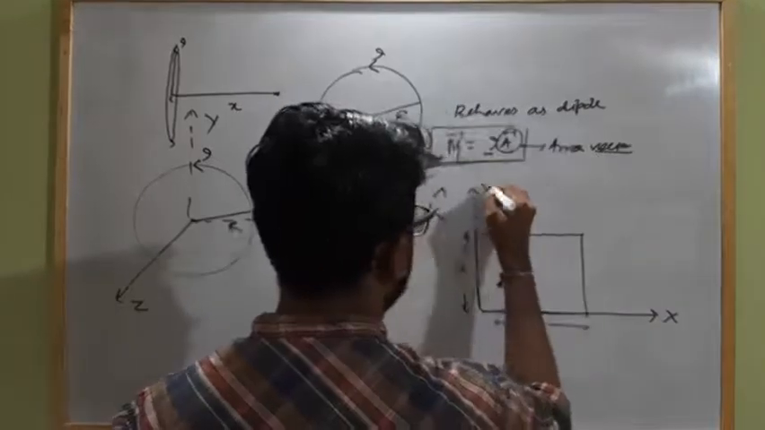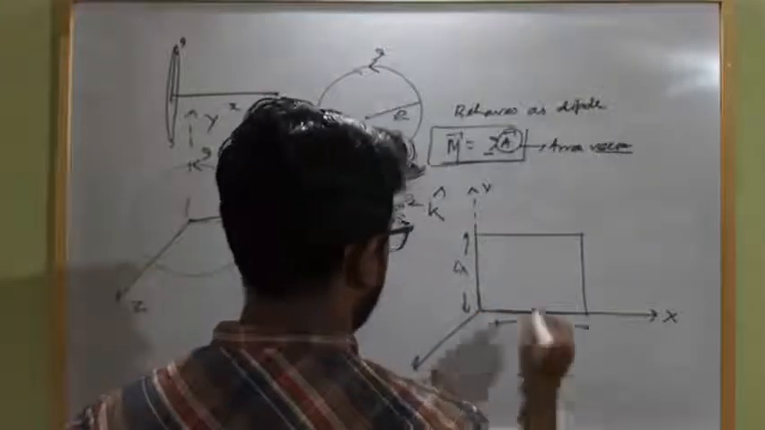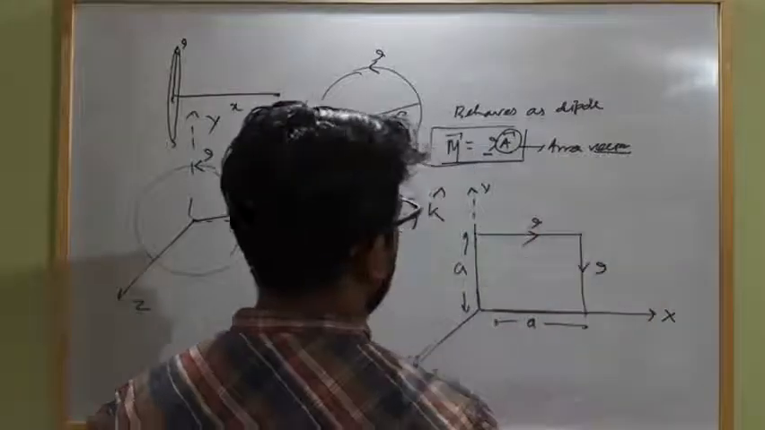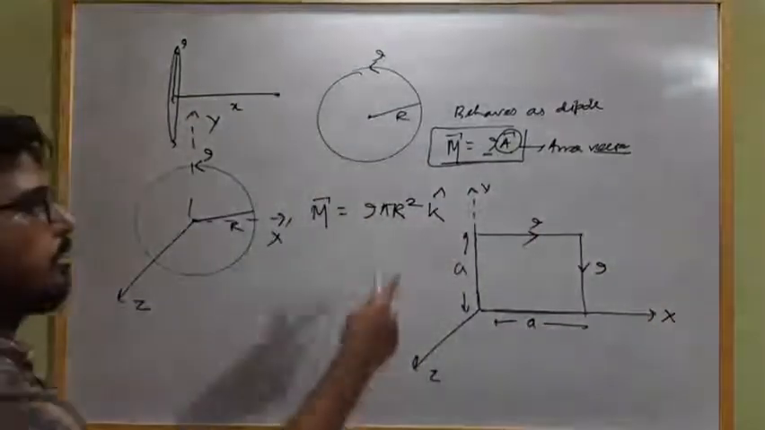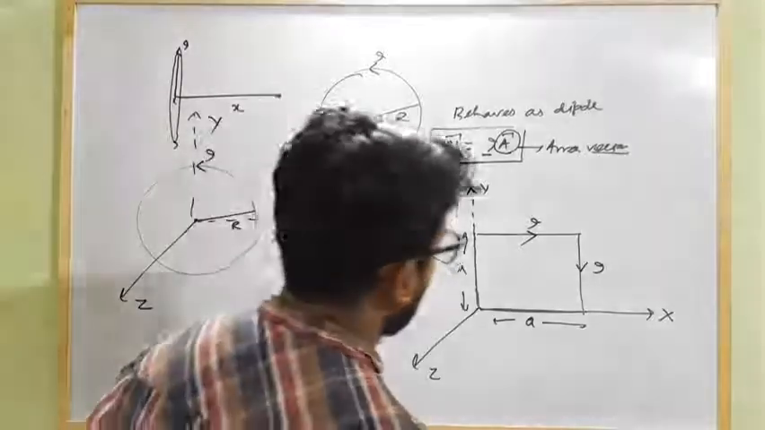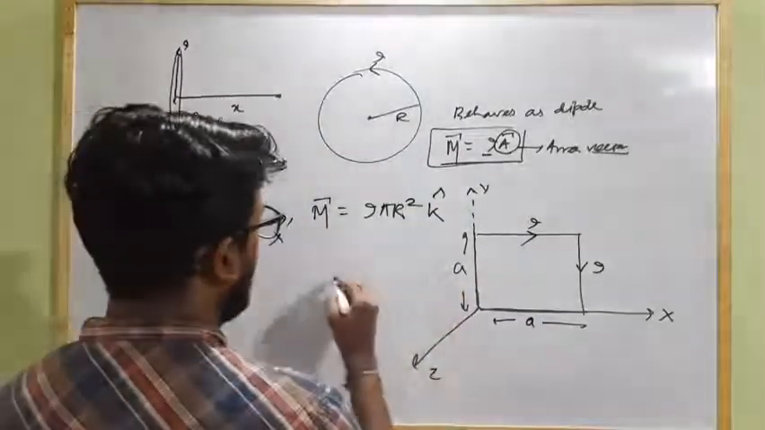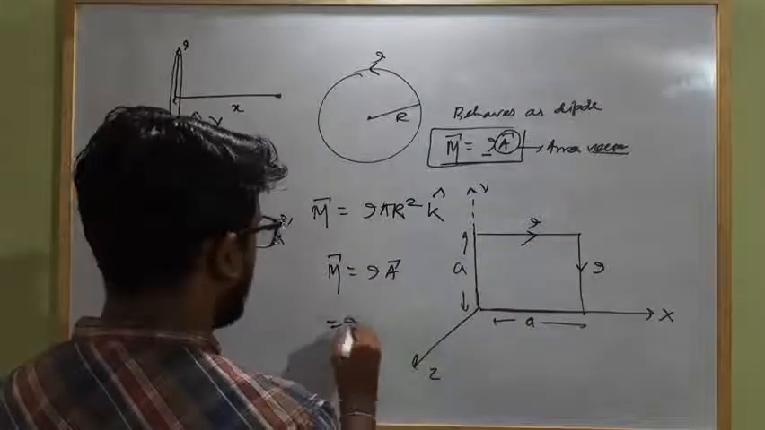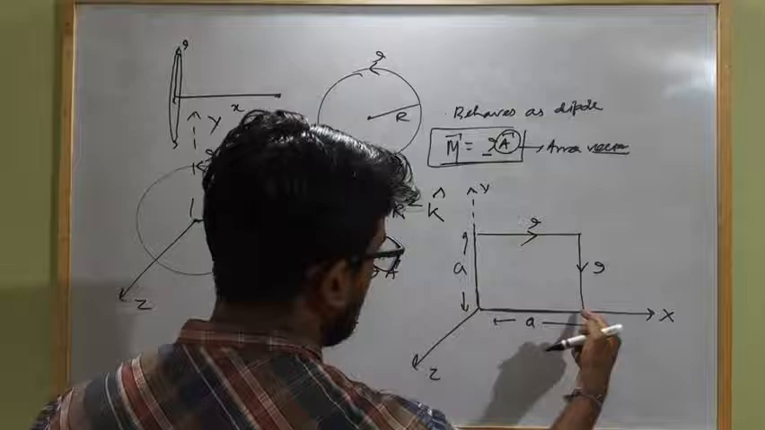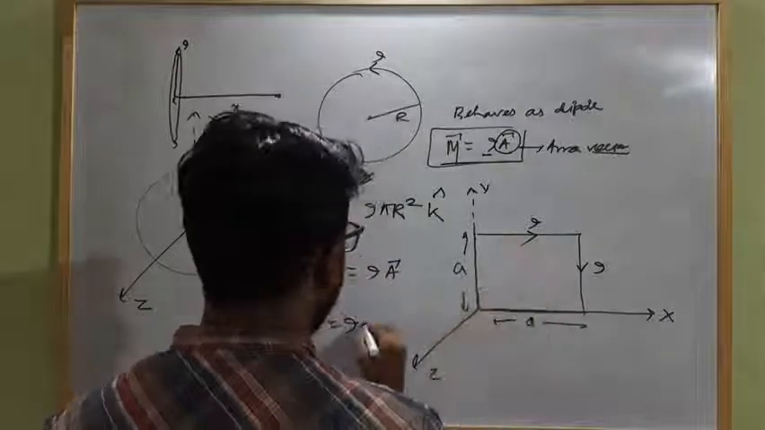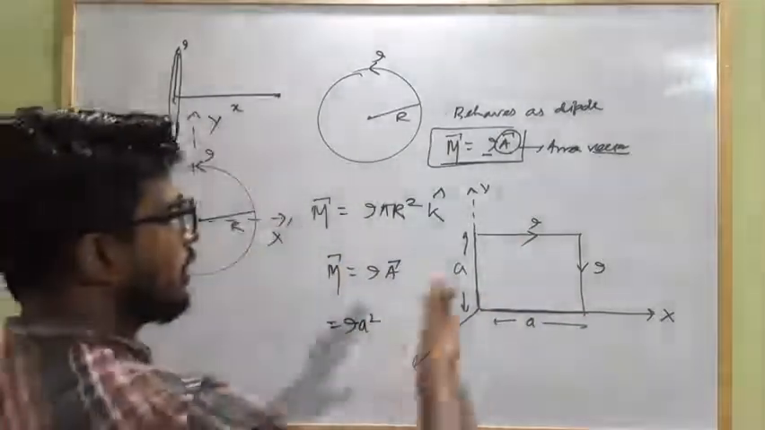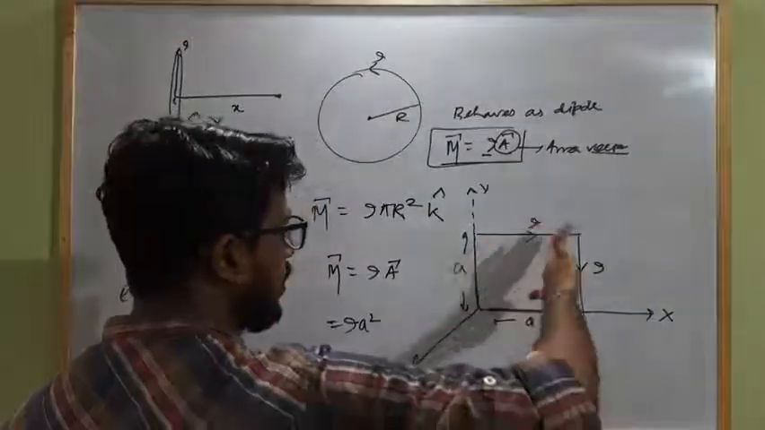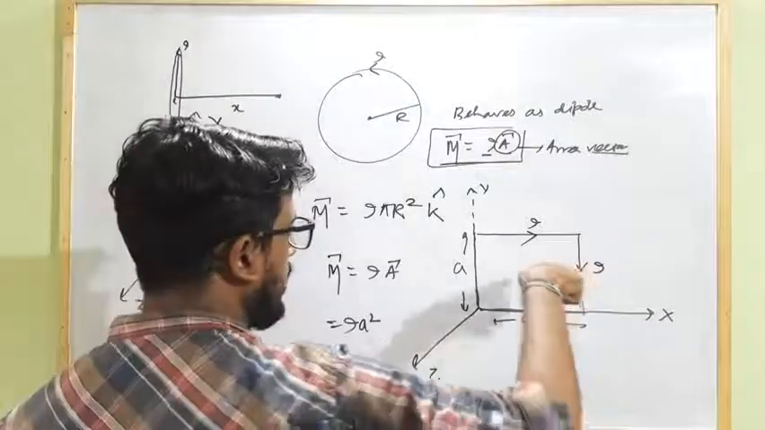X axis, y axis and z axis, the coil carries current like this, I. Find the magnetic dipole moment of this square current carrying coil. So we know the magnetic dipole moment M equals how much? I into A vector. Here the current is I, the length is A, the width is A, this is a square, so the area will be A square. The direction will be, if I curl my fingers along the current direction, inward.